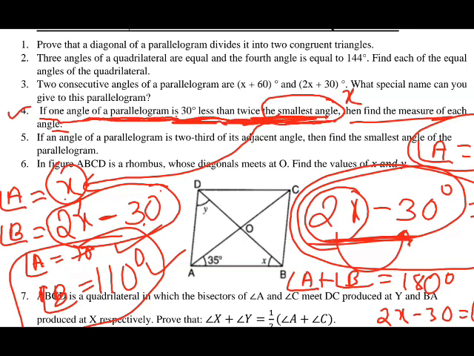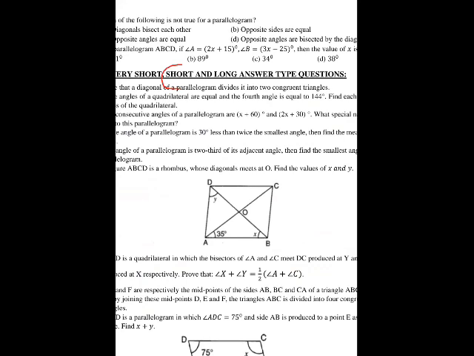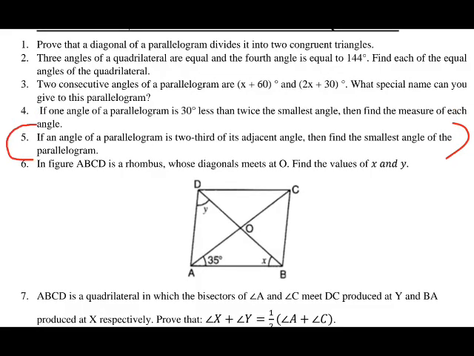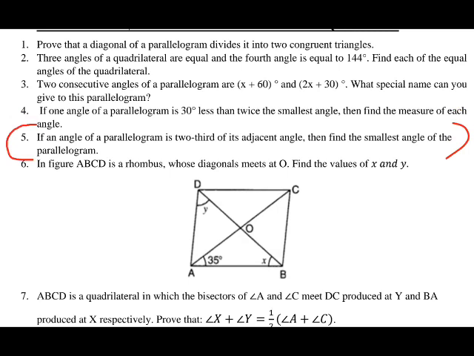Okay, mashallah. So next problem, you're going to solve this for me. Come on, Laiba, tell me how will you solve this? Read this question for me. If an angle of a parallelogram is 2/3 of its adjacent angle, then find the smallest angle of the parallelogram.